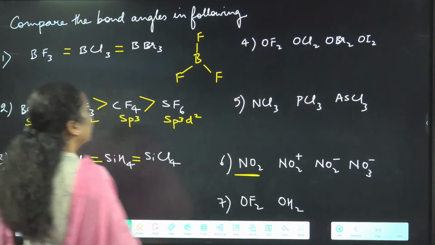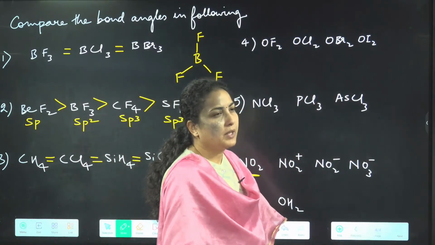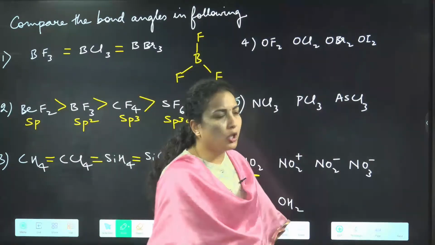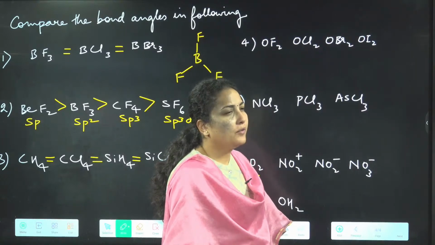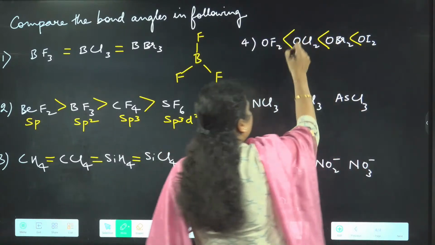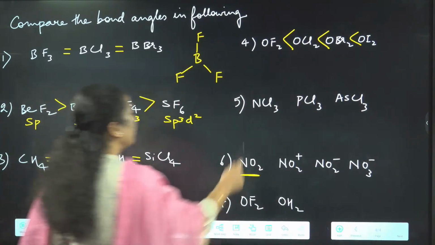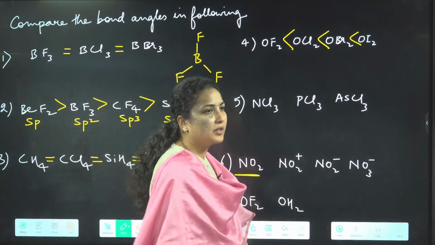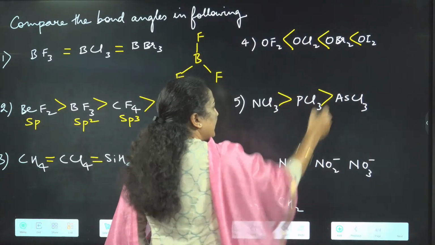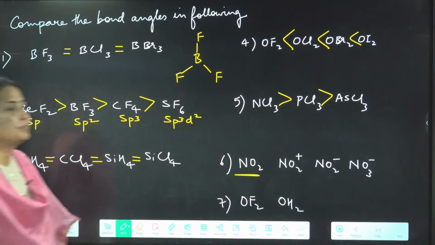Now in case of OF2, OCl2, OBr2, OI2, fluorine, chlorine, bromine, iodine belong to the same group. So always in a group, size factor dominates. So according to the size of the surrounding atom, you decide. In case of the fifth one, you are having nitrogen, phosphorus, arsenic. So when the size of the central atom increases, bond angle decreases.